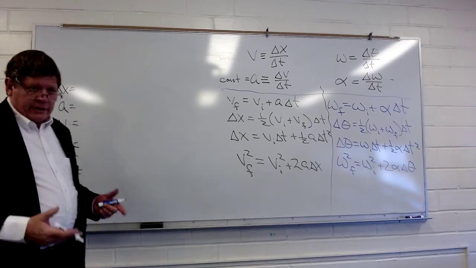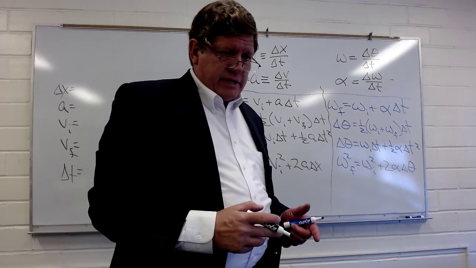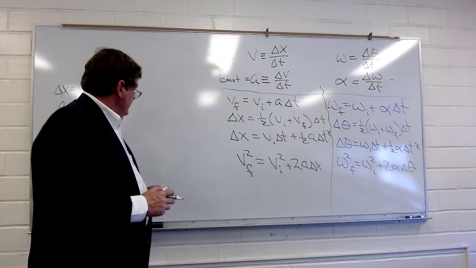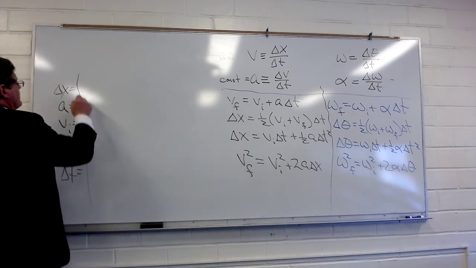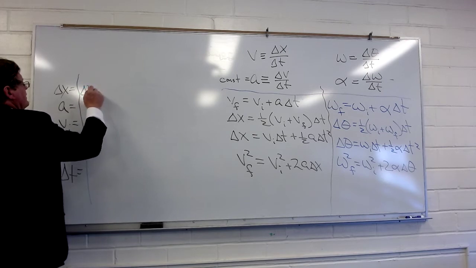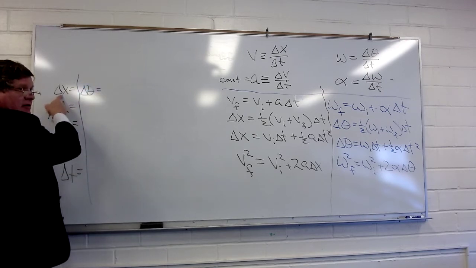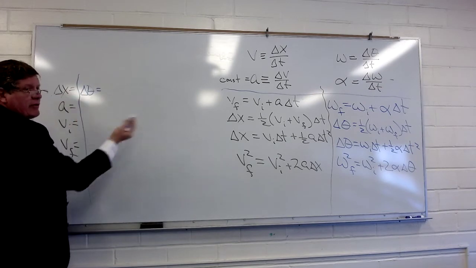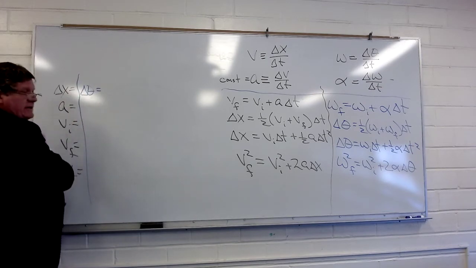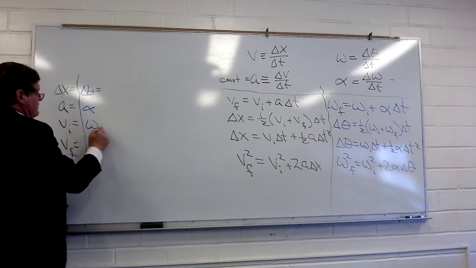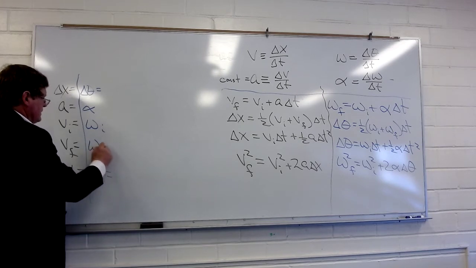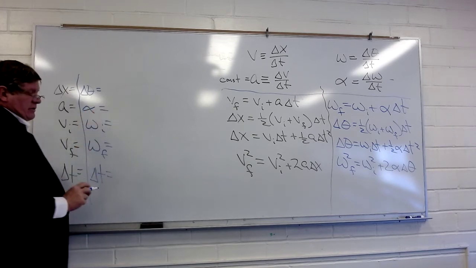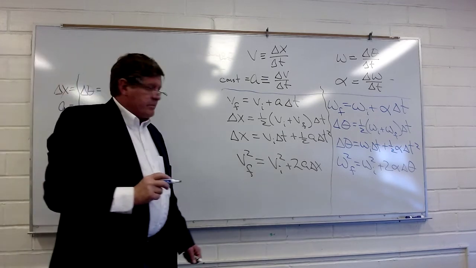And we had to find 3 of those in order to proceed with the solution to the problem. Well, now, instead of linear variables, we're going to have the corresponding angular variables. Instead of how far down the road, it's going to be how far around the wheel. Instead of linear acceleration, it's going to be angular acceleration. Instead of linear velocity, it's going to be angular velocity, initial and final. And time is just time, whether you're going around in a circle or down the street.